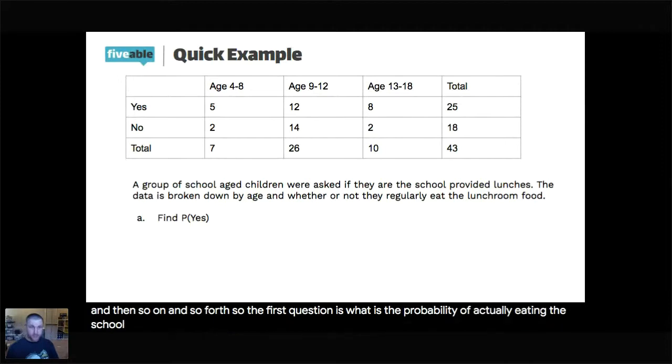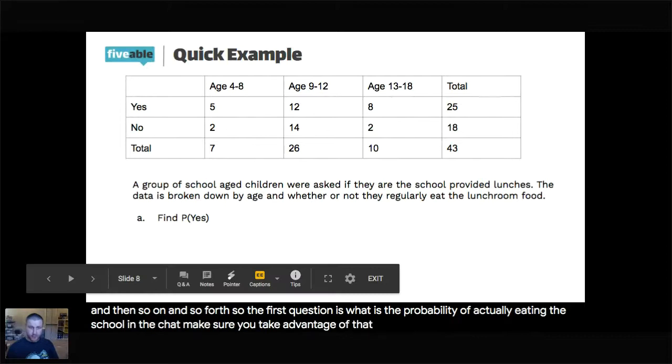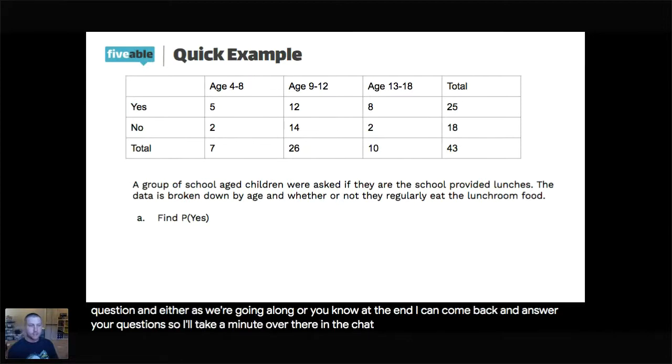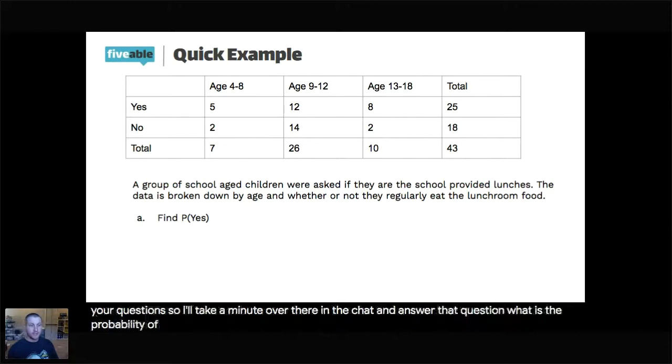Okay, so y'all take a minute in the chat. Make sure you take advantage of that down at the bottom of your screen. You have the chat over there. It says say something nice. Please keep it nice. It also has, you can ask a question, and either as we're going along or at the end, I can come back and answer your questions. So y'all take a minute over there in the chat and answer that question. What is the probability of selecting yes? And you can leave it in a fraction form.